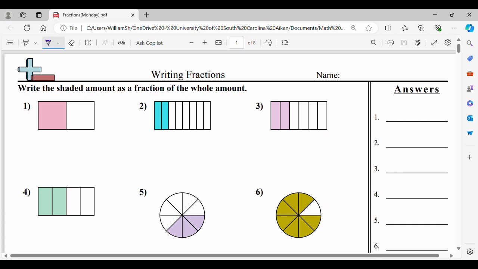Now we can break pretty much anything in this universe down into as many pieces and parts as we want to. Okay? So if you look at number one here, let's just say this square or this rectangle here represents the universe. If we wanted to, we could break it into halves. Right? We have a pink half and we have a white half. Okay? That pink half would be what we know as one half of that entire universe of that whole.